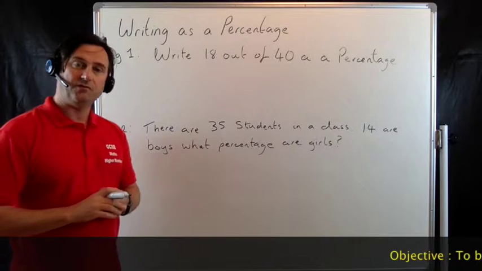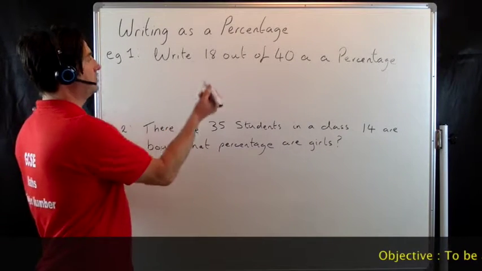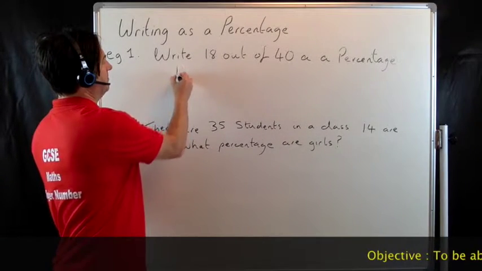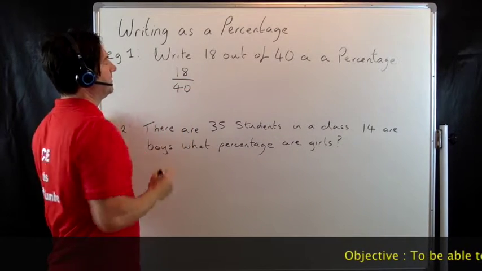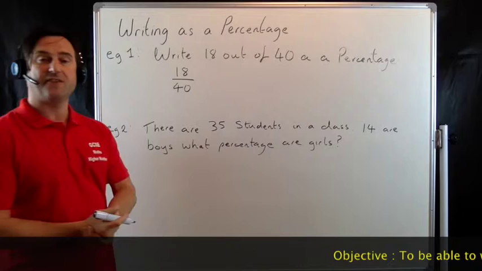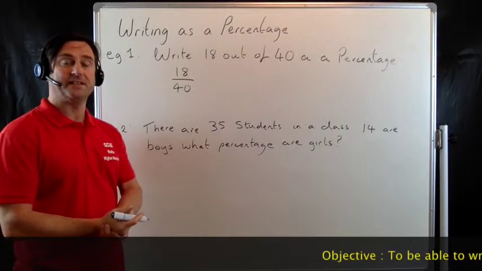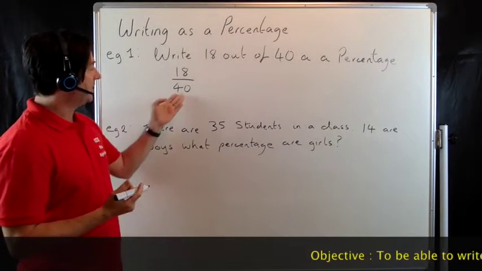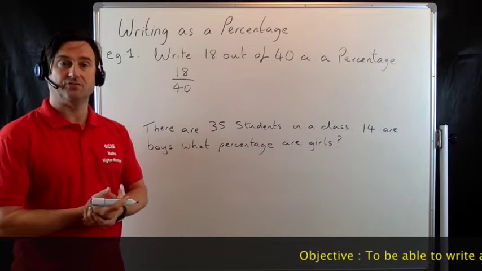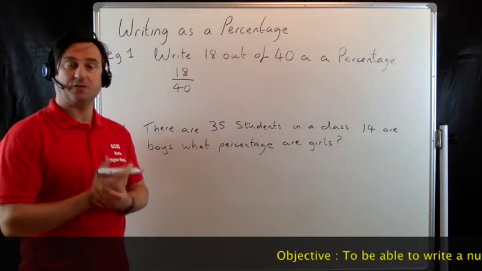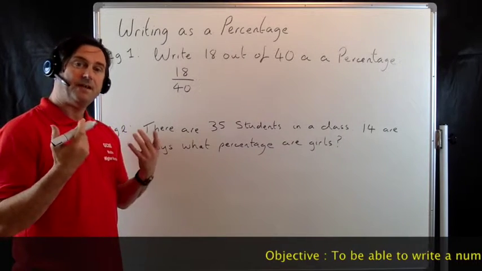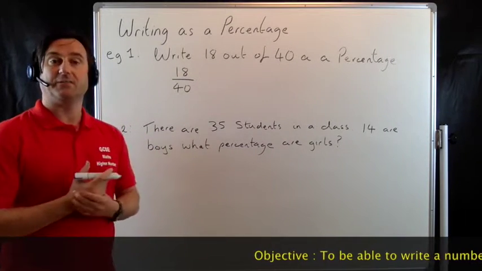Now to start off we write this as a fraction. So if you scored 18 out of 40 in a test you'd probably write it like this, 18 out of 40. What we've now got to do is get that fraction so that the denominator is 100. So we've got to change this 40 to get it to 100. Some of you might be aware that if I multiply that by 2.5, I get to 100 straight away. But if we do it in stages, it works out a little bit easier.